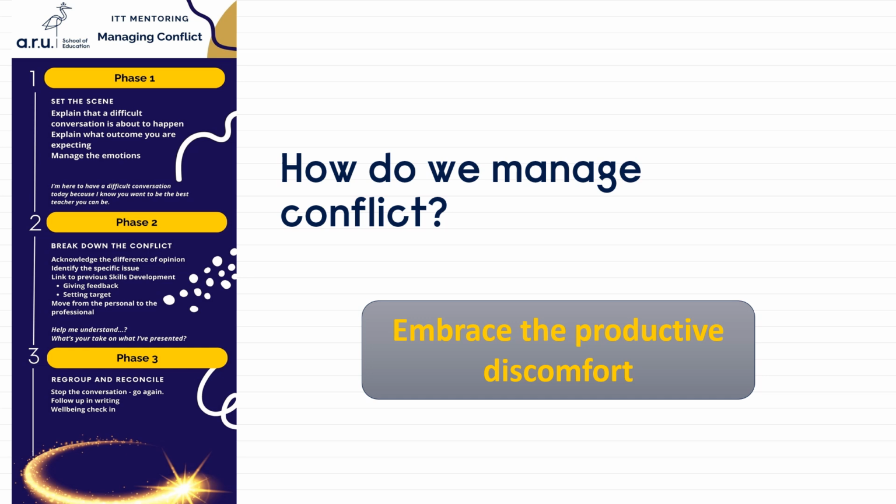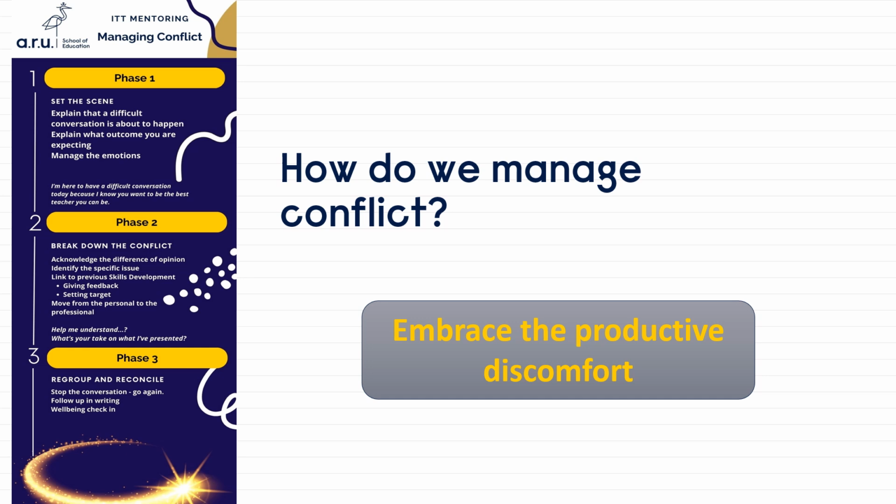And then phase 3, you need to regroup and reconcile. Sometimes you're going to need to stop the conversation without having said everything that you were expecting, but you can go again. Follow up in writing. Best practice is to ask the trainee to go away, think about what you've said to them, and then send you an email with a summary of the action points and the takeaways.